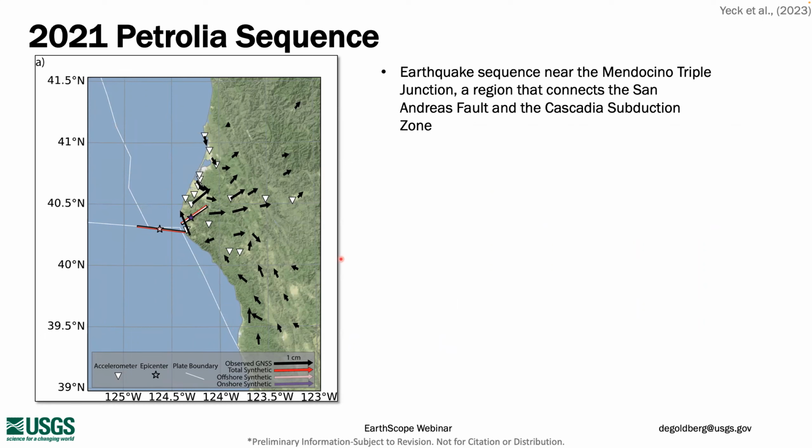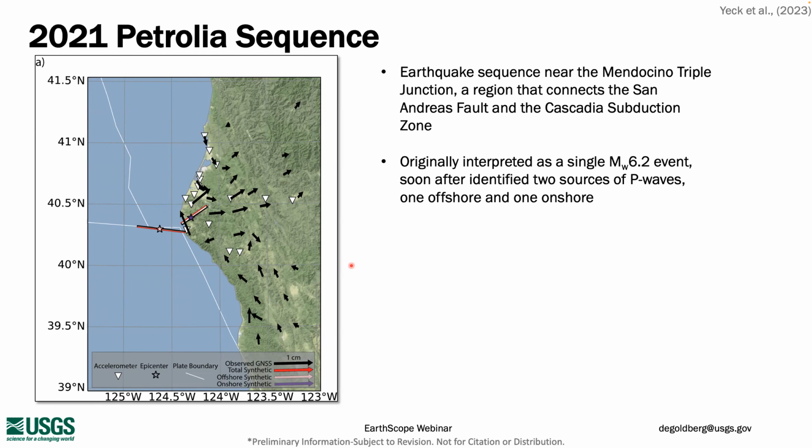And originally, when this data came in, we interpreted it as a single magnitude 6.2 earthquake. But soon after, we identified two sources of P waves, one that was offshore and one that was onshore, and they were separated in time by about 11 seconds. So due to that spatiotemporal proximity, the observations that we have include the combined signal of that offshore and onshore rupture.